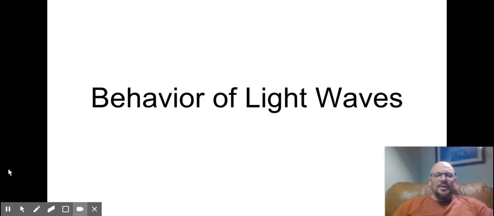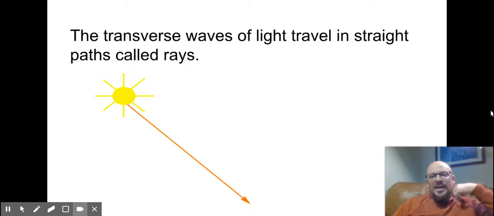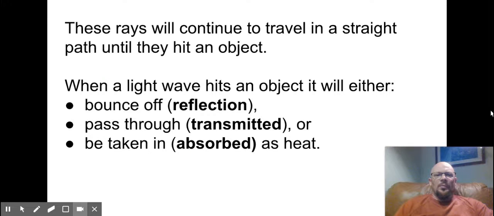Then we're going to add to it by talking about the behavior of light and how it interacts with the world around it. Transverse waves travel in straight paths. Those straight paths are called rays. Just like the sun's rays getting to Earth, any kind of light travels in what we call a ray. And remember, those transverse waves travel up and down like this, but they go in a straight path, a straight trajectory until they hit something.